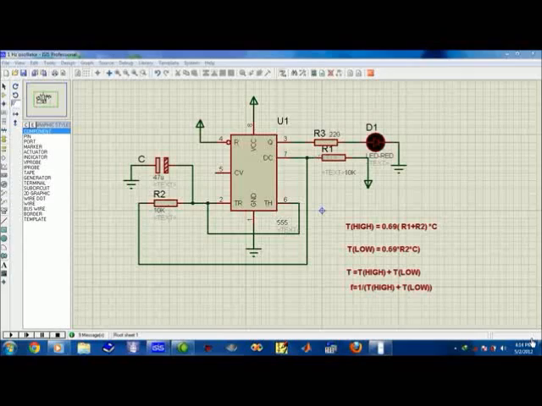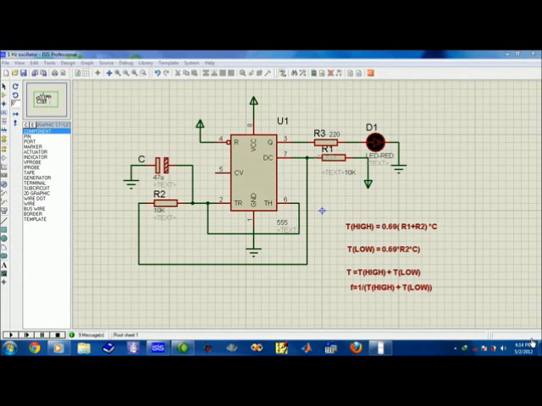Now, let's take a look at the schematic diagram of the 555 timer IC. Here is how to configure a 555 timer IC to generate a square wave. I have kept the 555 timer IC in astable mode for generating a square pulse.